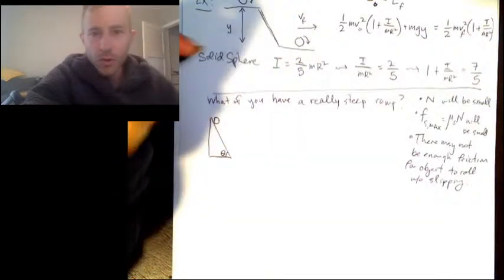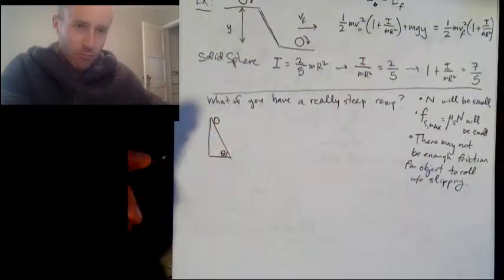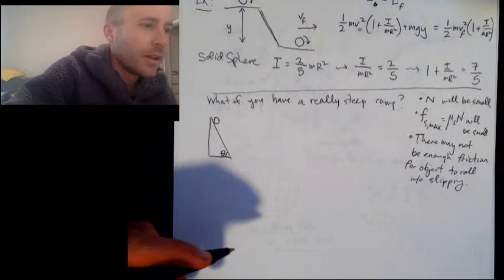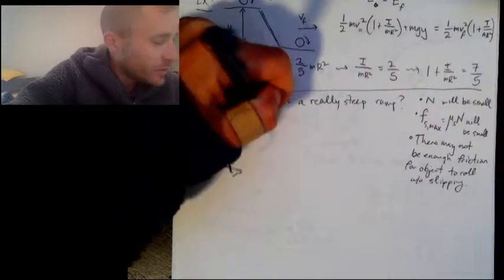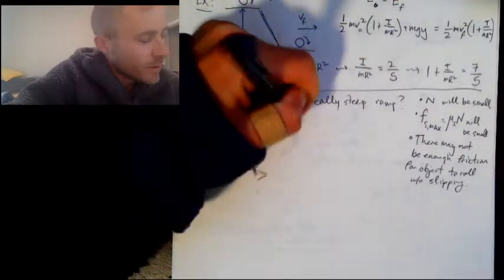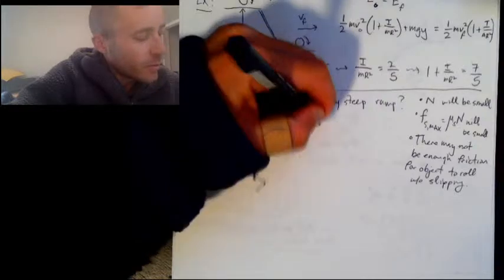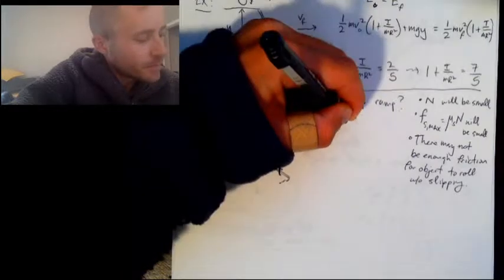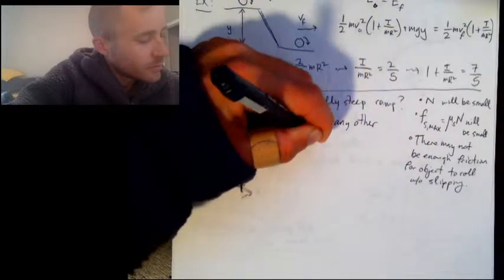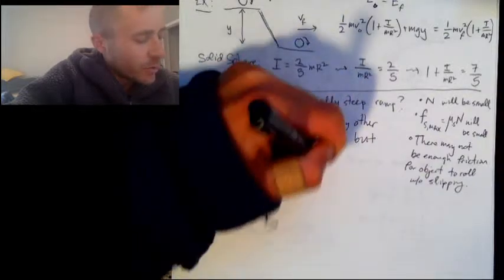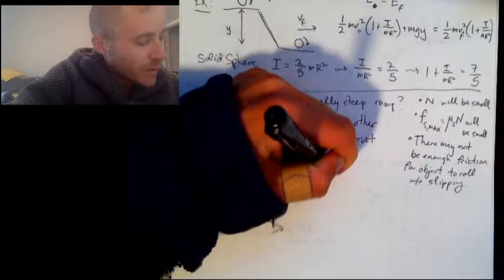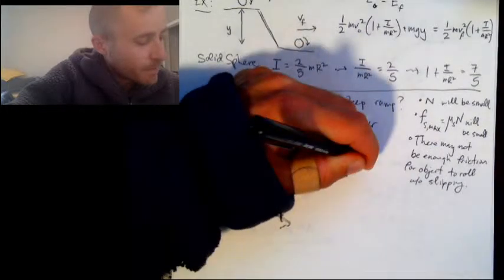Okay? So our goal is to sort of calculate what's going to happen in that case. All right? And so what you want to do is you want to treat this like any other rolling problem. But set the static friction equal to the maximum static friction, which is mu normal. Okay?